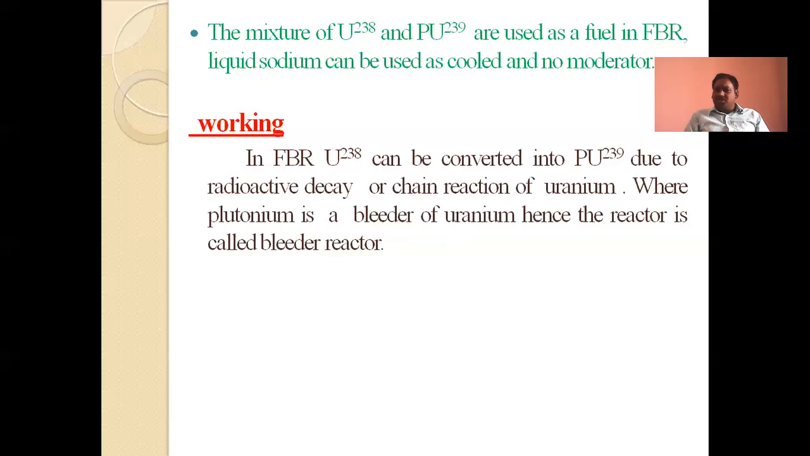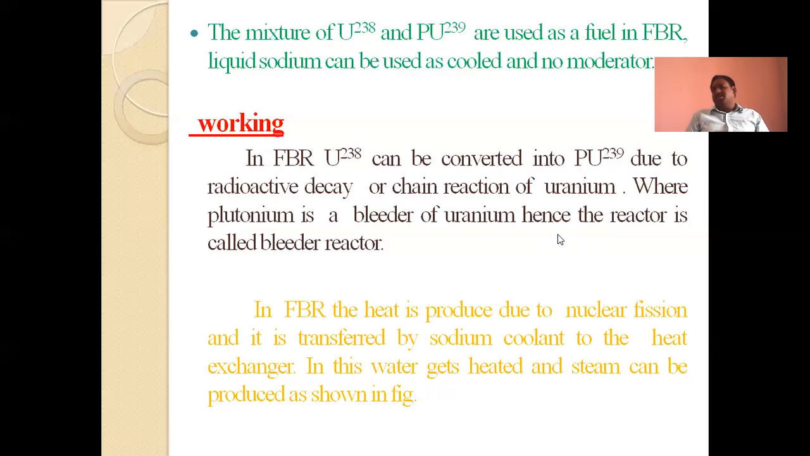There also chain reaction is there, radioactive decay is there. We will control the breeding action with a moderator. But here there is no controller, there is nothing to slow down the neutrons. Only fast moving neutrons are there, and the fast moving neutrons are responsible for the breeding action. That's why breeders are developed in the breeder reactors. Here plutonium is the breeder of uranium, hence the reactor is called breeder reactor.